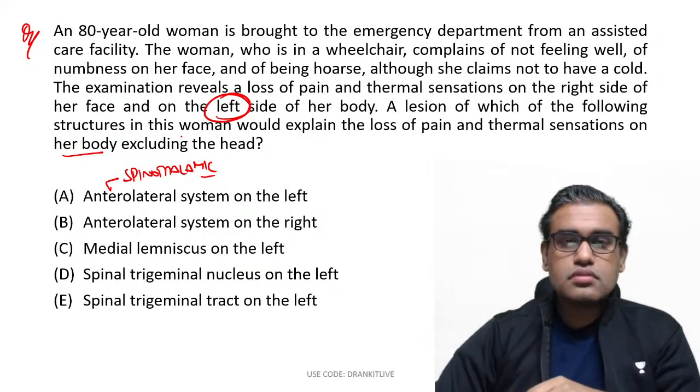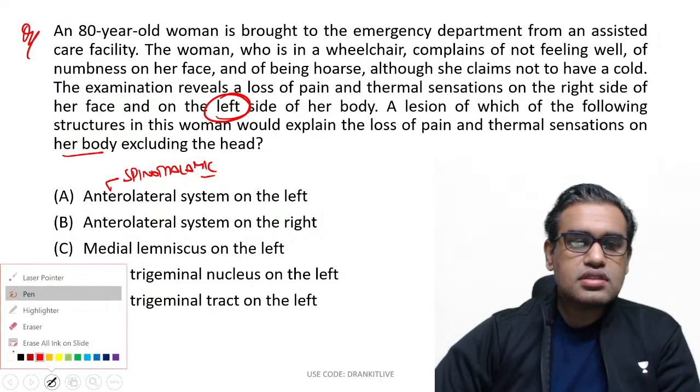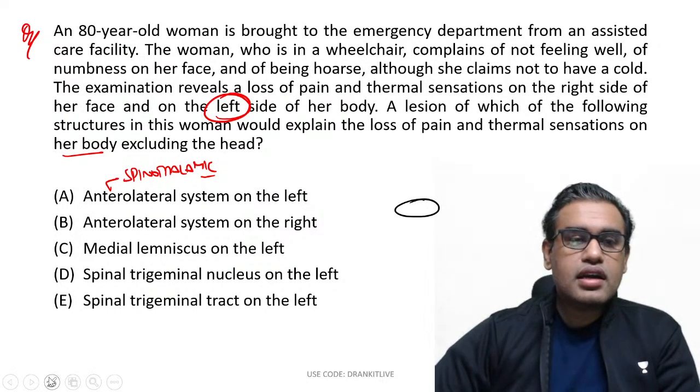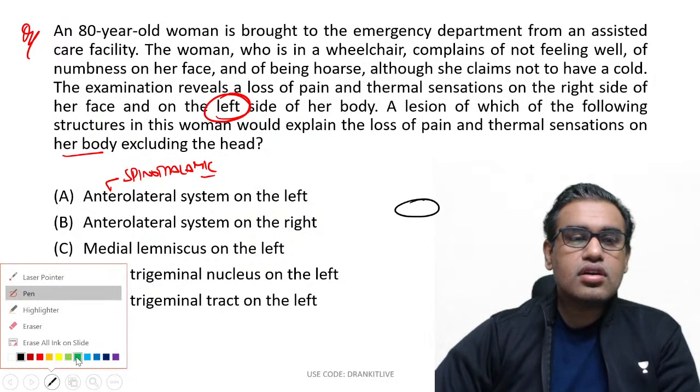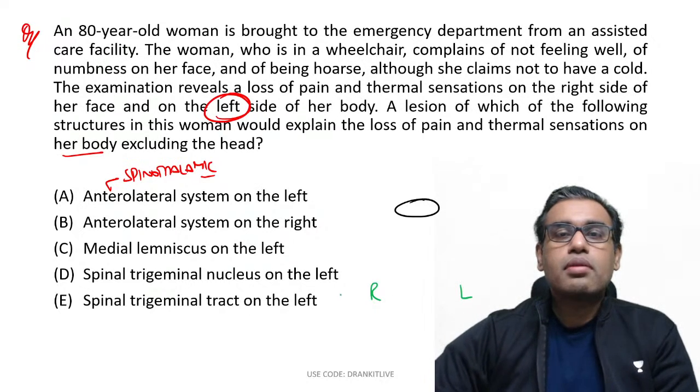Sure. Okay. So let us assume for just the next minute that this is the foramen magnum, and this is your anterolateral, or we can say the spinothalamic tract, from the right side of the body, and that is the left side of the body. Problem was where?